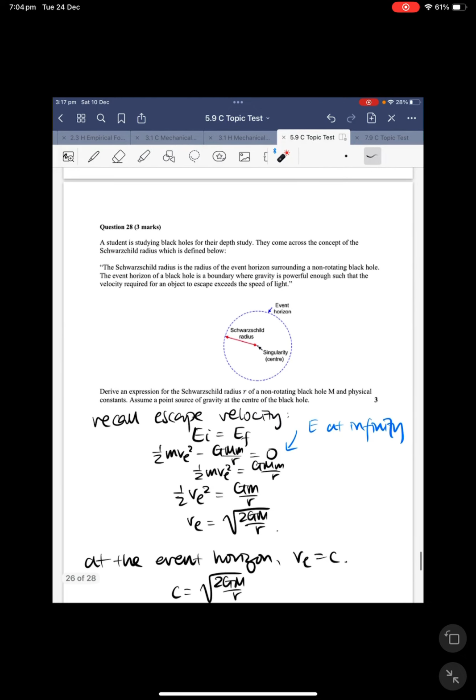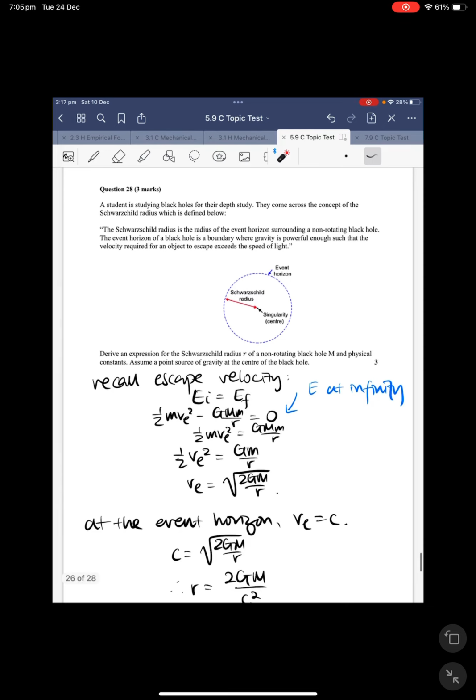Alright, we're almost at the end now. And now we're studying black holes. There's a concept called the Schwarzschild radius, which is defined as the radius of the event horizon where gravity is powerful enough such that the velocity required for an object to escape exceeds the speed of light. We want to derive an expression for the Schwarzschild radius r of a non-rotating black hole of mass m, in terms of physical constants. Assume a point source of gravity at the center of the black hole.